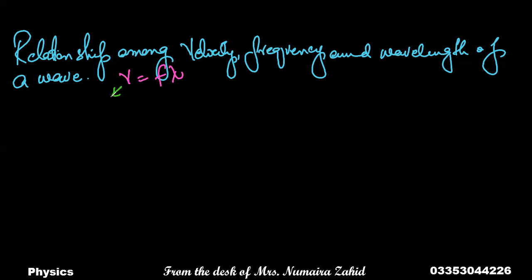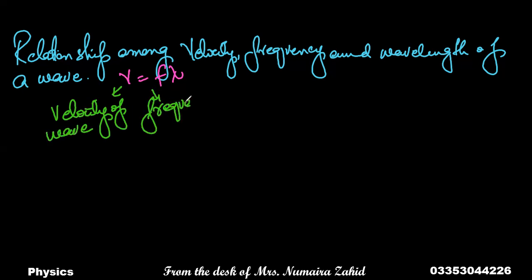So this V is related to the velocity of the wave, F is the frequency of the wave, and lambda, which is the Greek letter, is used to express the wavelength of the wave. So how are these three quantities related to each other?